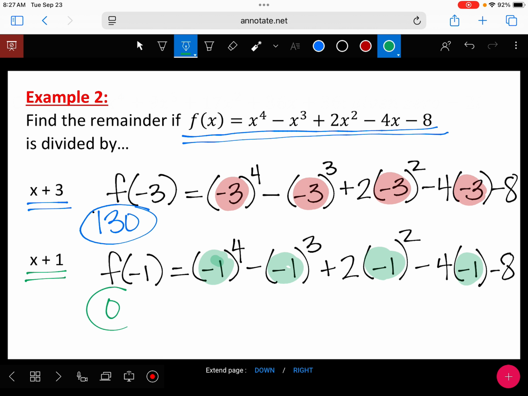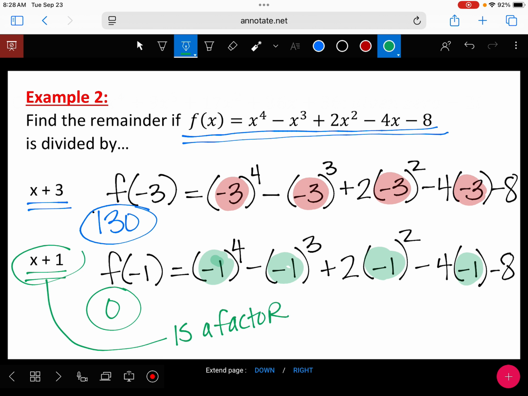Does anyone know what that means whenever you get a remainder of 0? Yeah, what'd you say? True, but when would you not have a remainder, Maya? If it's a factor. What this tells me, if you have a remainder of 0, is that this x plus 1 is a factor.